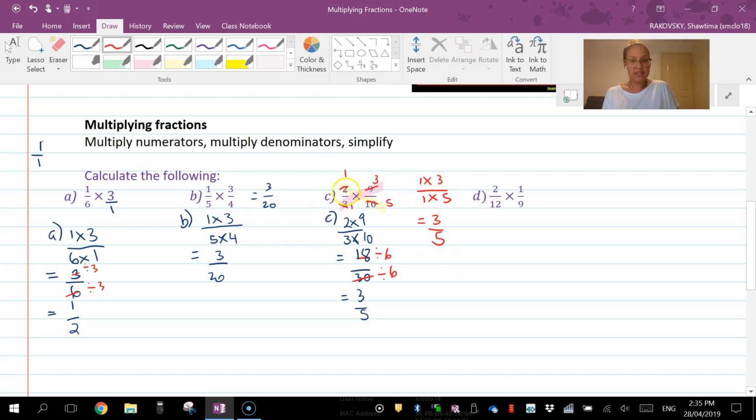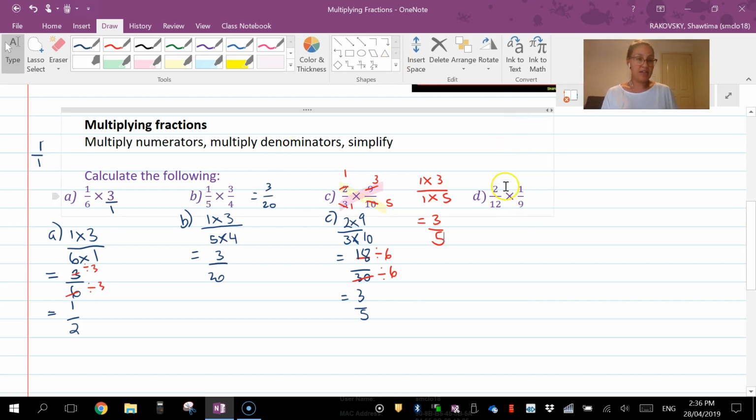Now, if that is too complicated for you, or you don't understand what's going on there, or you're like, wait, miss, it's just as easy to do this and then simplify at the end, by all means go for that. There's no one right or wrong way here, as long as you are multiplying your numerator and denominator, and then simplifying at the end. So that's all I'm looking for.